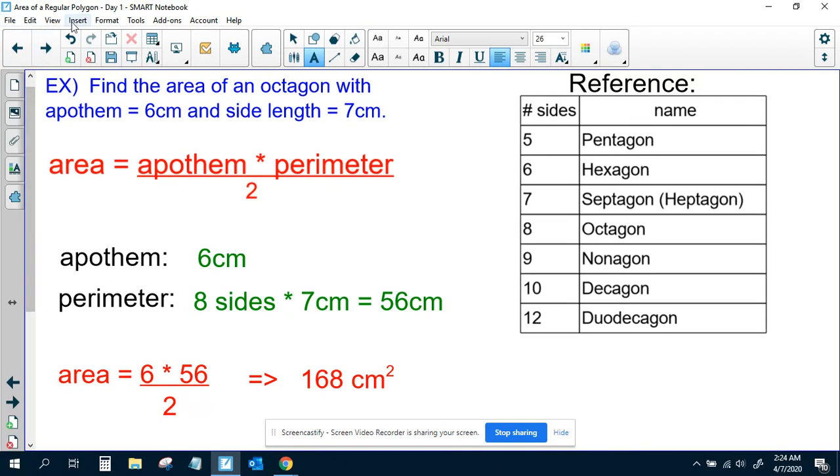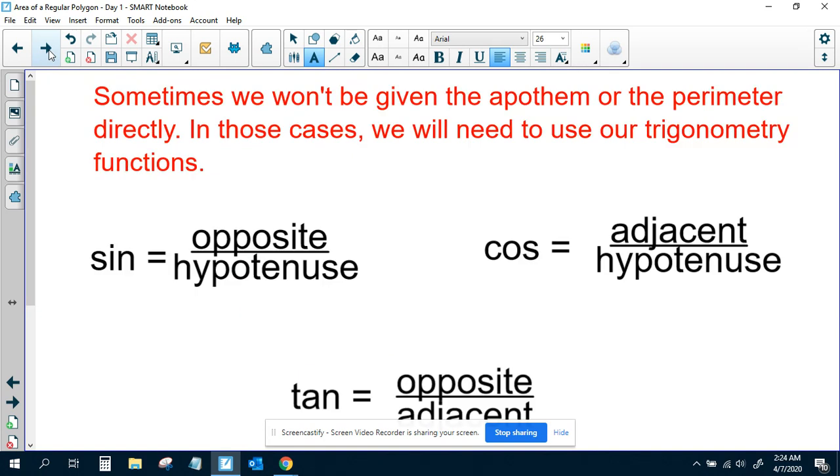Okay. Going down to the next slide. Okay. So sometimes we'll find that in problems we won't be given the apothem or the perimeter directly. And in those cases, then we're going to have to use our good old trig functions to find them.